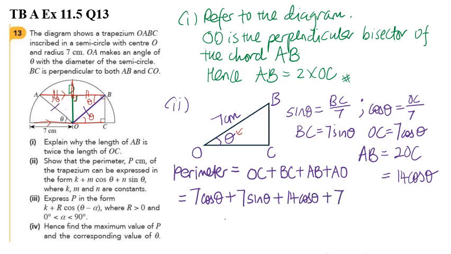Okay, which is what we're supposed to find, is it? Yes, we're supposed to show that the parameter can be expressed in this form. Okay, so we just rewrite it. Put 7 first: 7 plus 14 cos theta plus 7 sin theta. They want you to arrange it in such a way that the constant k comes first, followed by cos theta, sin theta. So you just arrange it accordingly. Okay, so that's part 2, easy.